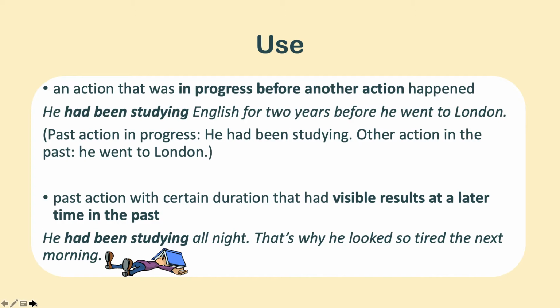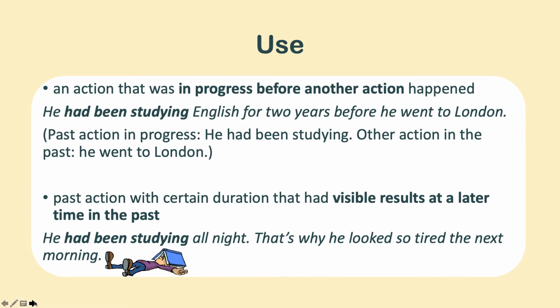Now, when do we use the past perfect continuous? We use it to describe an action that was in progress before another action happened. For example, he had been studying English for 2 years before he went to London. Now, the past action that was in progress is that he had been studying, and the other action in the past, the one that happened later, is that he went to London, and that's the simple past.